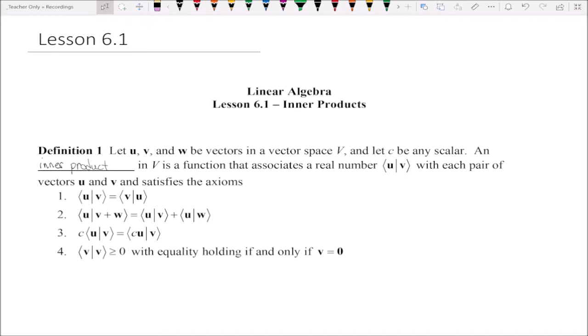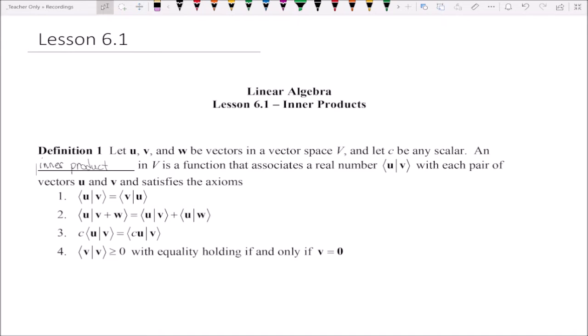The inner product of u and v is equal to the inner product of v and u. In other words, the inner product is commutative. The inner product of u with v plus w is the inner product of u with v plus the inner product of u with w.